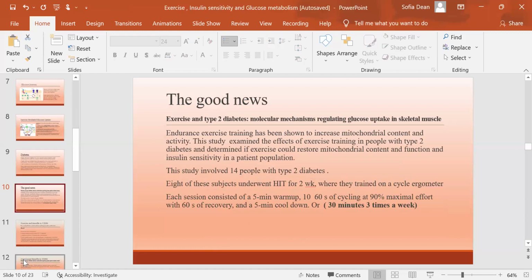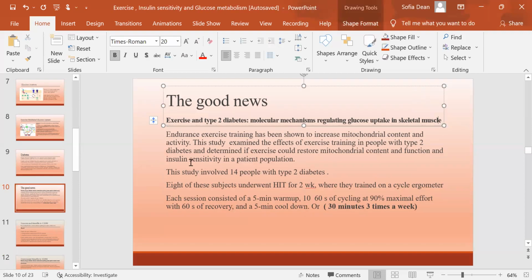Well, we have good news. According to the article, Exercise in Type 2 Diabetes, Molecular Mechanism Regulating Glucose Uptake in Skeletal Muscle, I have provided the link to this website. We see that endurance exercise training has been shown to increase mitochondrial content and activity. The study examined the effect of exercise training in people with type 2 diabetes and determined if exercise could restore mitochondrial content and function and insulin sensitivity in this patient population.